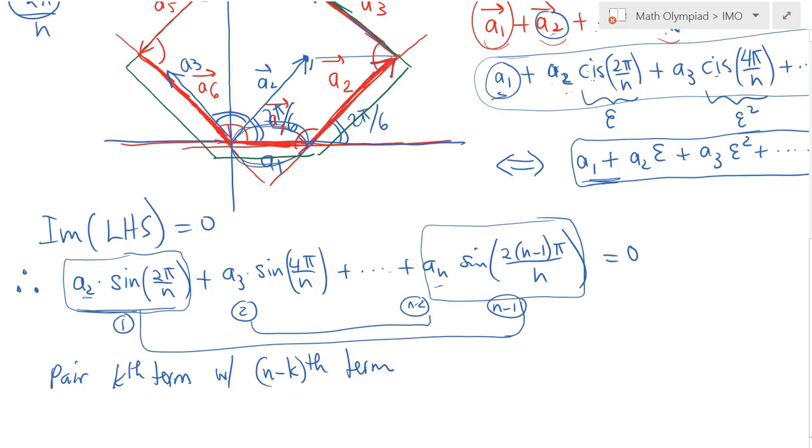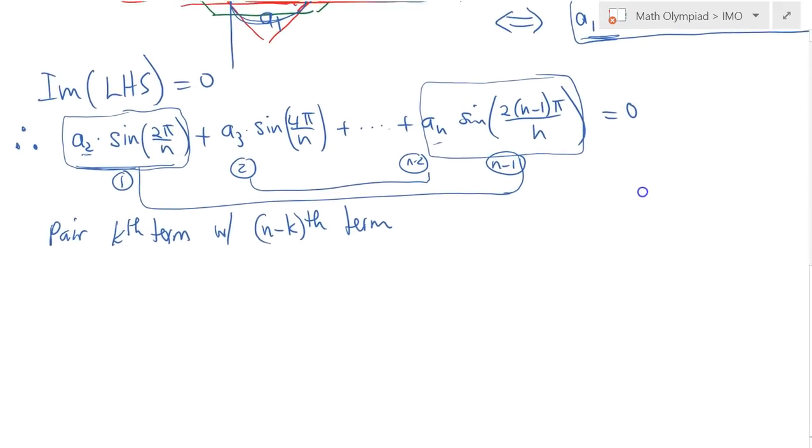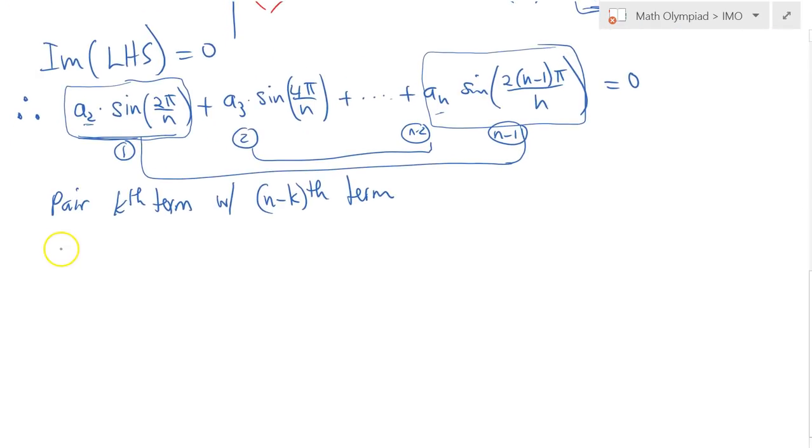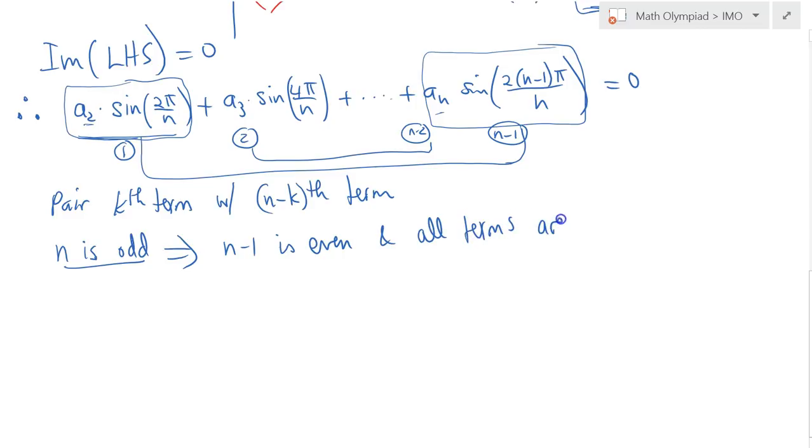Well, I can do that. Obviously, if I have an even number of terms, meaning if n is odd, there is no problem. All of them are paired. But if I have an odd number of terms, then I will have a middle term. So let's have a look at both cases separately. Let's assume that n is odd, so this implies that n minus 1 is even, and all terms are paired.